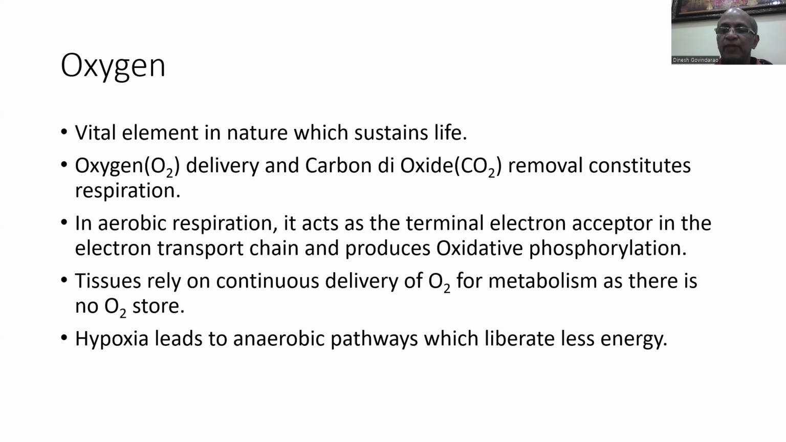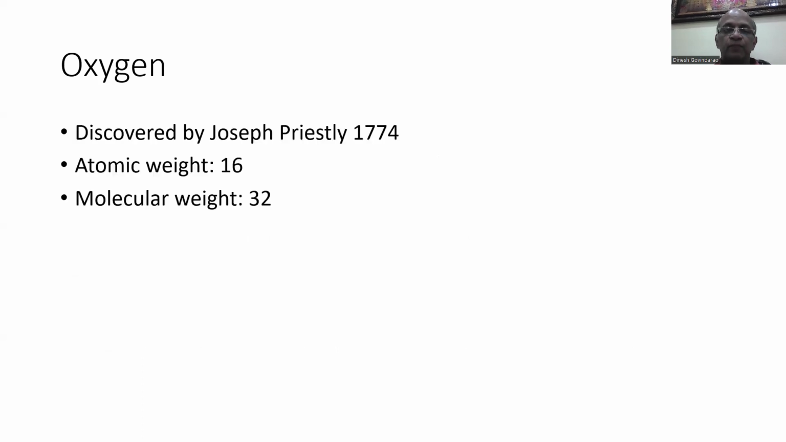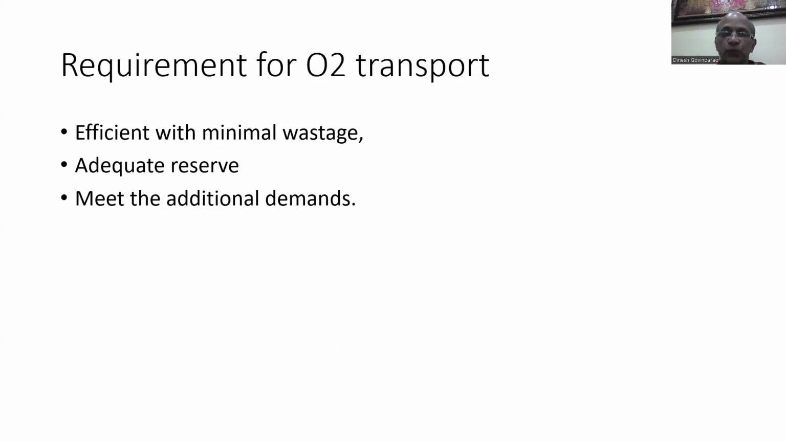Oxygen acts as a terminal electron acceptor in the electron transport chain in aerobic respiration and produces oxidative phosphorylation of ADP to ATP. The tissues rely on a continuous delivery of oxygen for metabolism. Hypoxia leads to anaerobic metabolism, which liberates less energy and production of acids. Oxygen was discovered by Joseph Priestley in 1774 with an atomic weight of 16 and molecular weight of 32.